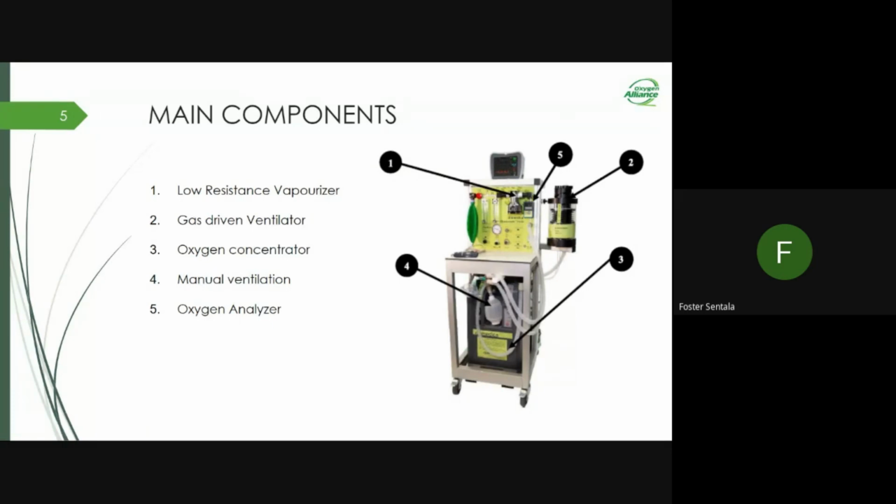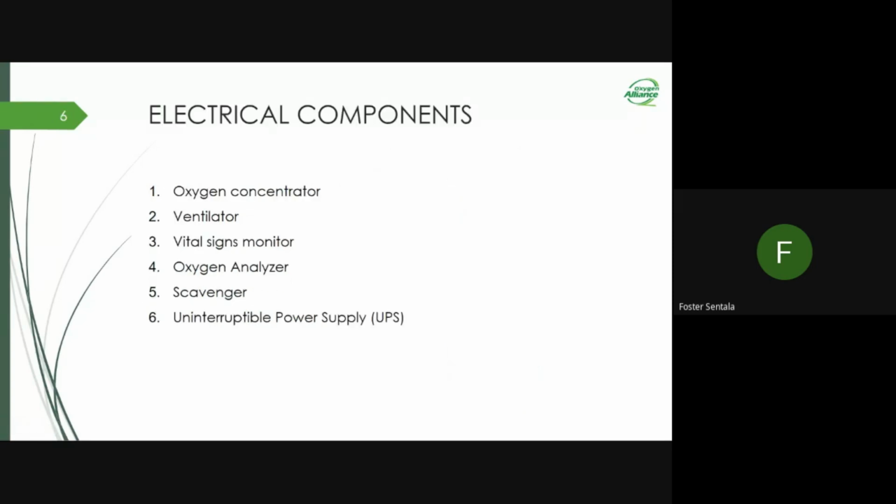We also have part number four, which is an integrated method of manual assisted ventilation that can be taken to the patient side. We also have the gadget number five, which is an oxygen analyzer that indicates the concentration of oxygen being delivered to the patient. Apart from this, we also have other parts that are listed on the next slide.